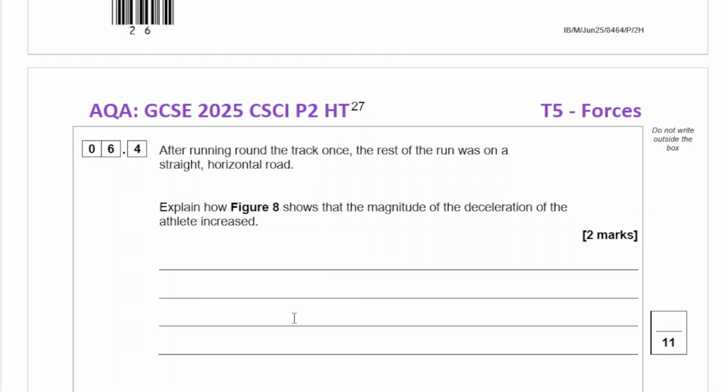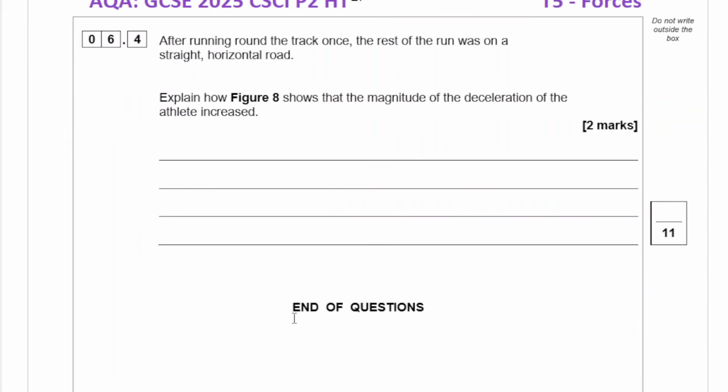After running around the track once, the rest of the race was on a straight horizontal road. Explain how figure 8 shows that the magnitude of the deceleration of the athlete increased. So not the magnitude of the direction, deceleration. Deceleration is when the speed is going down, is actually increasing. That's a play of words.